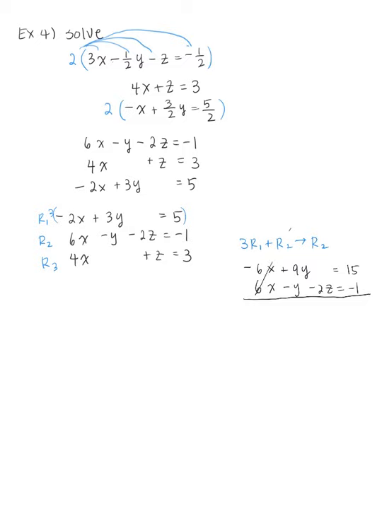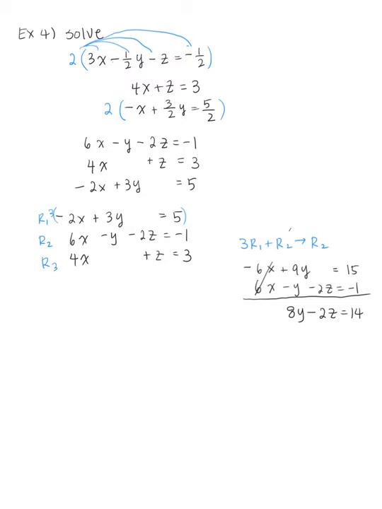So this is going to cancel out. That's exactly what we wanted. Now you're going to have 8y minus 2z equals 14. Now, if you want to make this a little bit simpler, you can divide this whole equation by 2 if you like. But anyways, let me just keep it that way. So this becomes your new row 2, this guy right here.